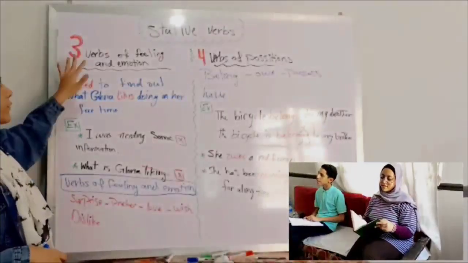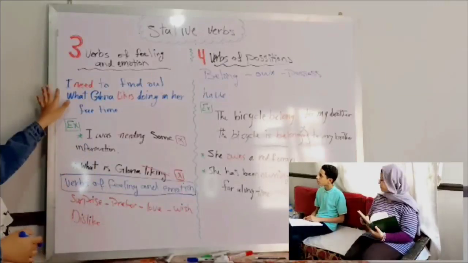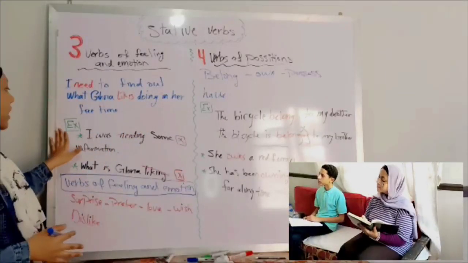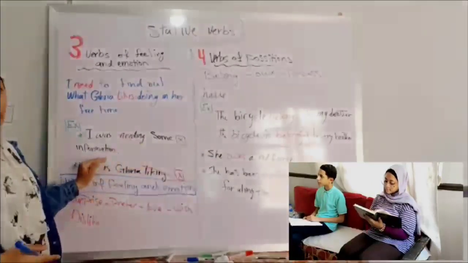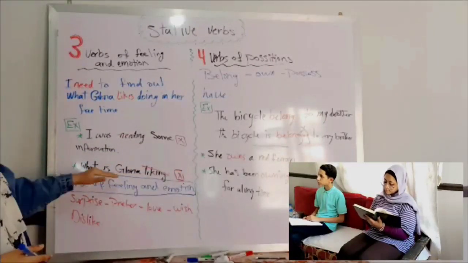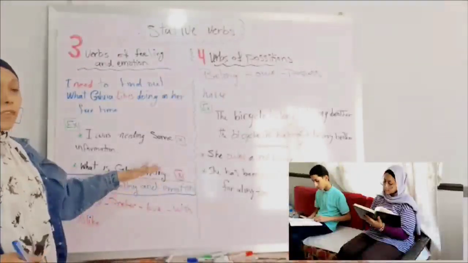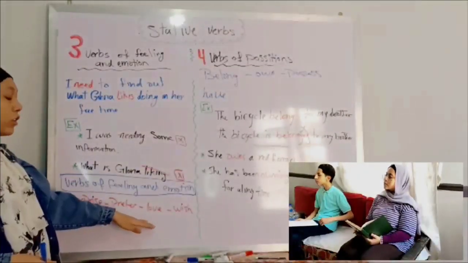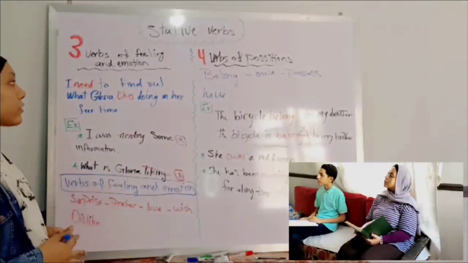Okay, number 3, verbs of feelings and emotion. I need to find what Gloria likes doing in her free time. Example, I was needing some information. Wrong. What is Gloria liking? Wrong. Verbs of feelings and emotion: surprise, prefer, love, dislike, wish, etc.